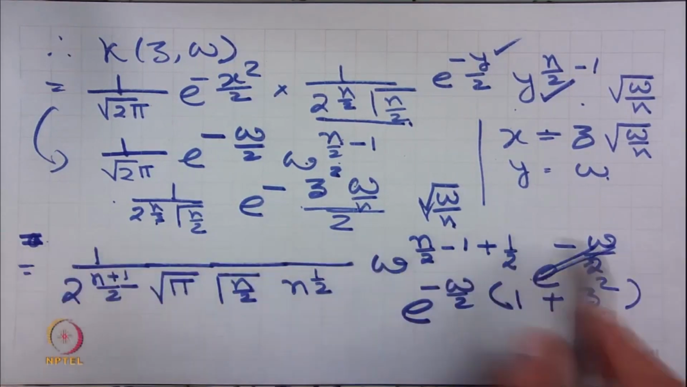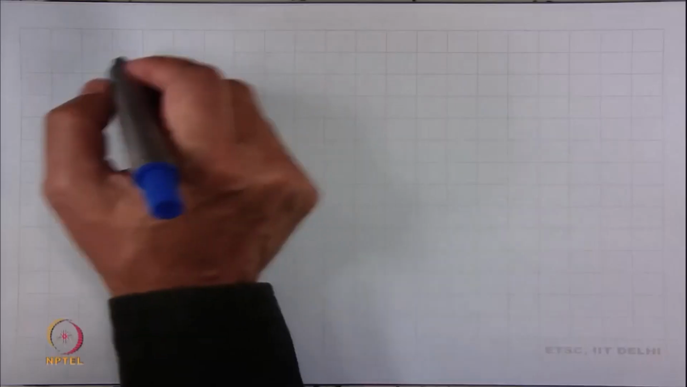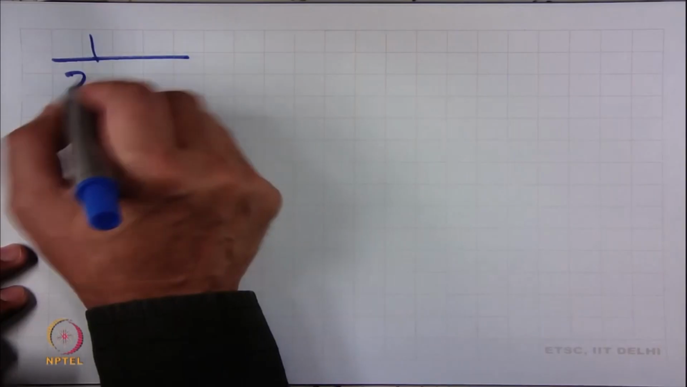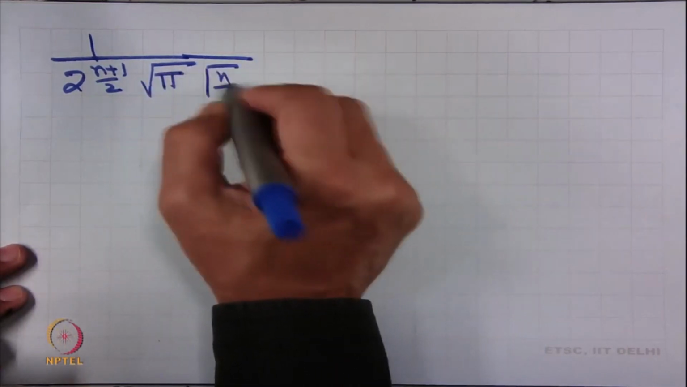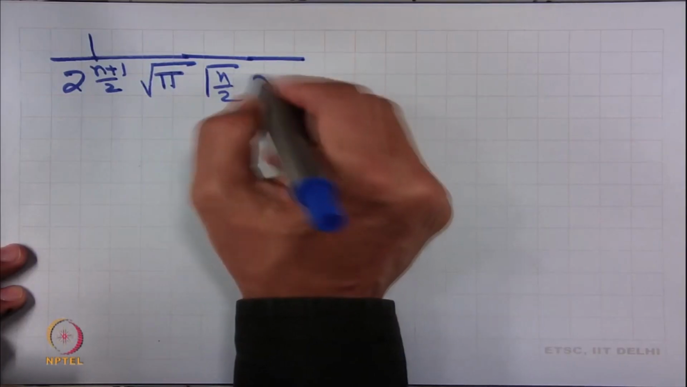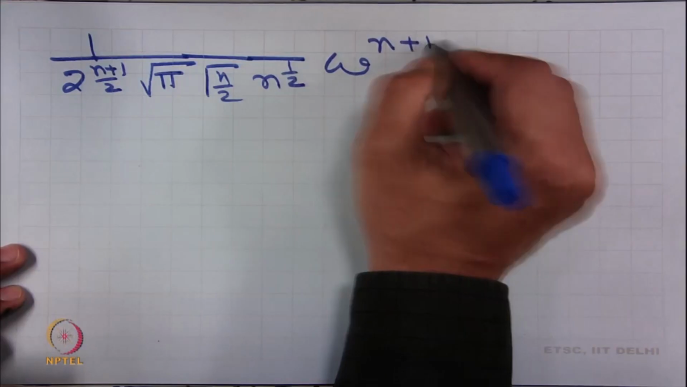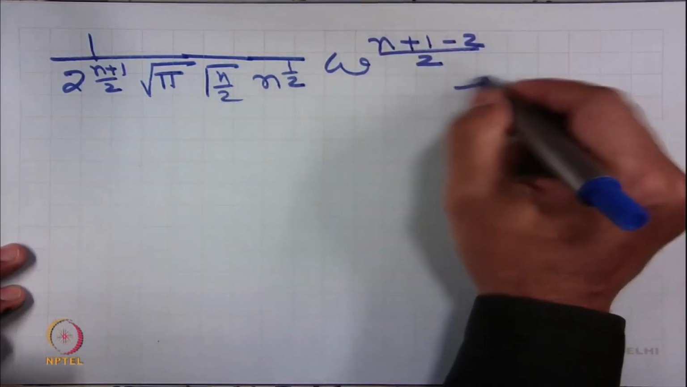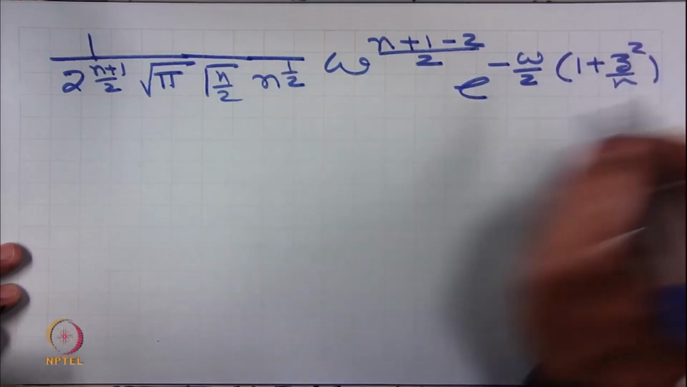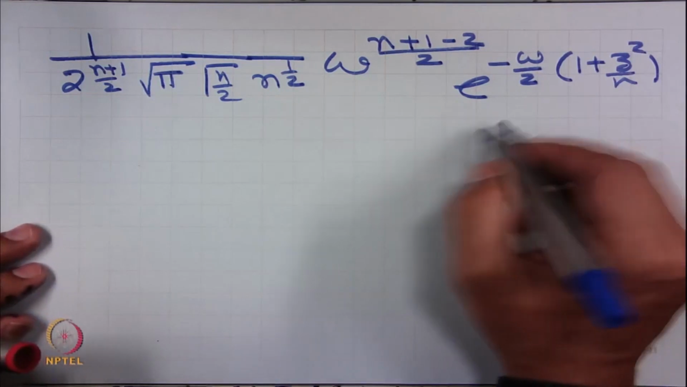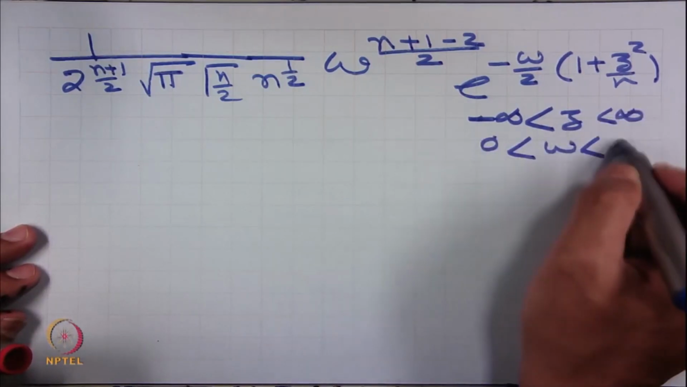So, this is the joint PDF of z and w, which we can write as 1 over 2 to the power n plus 1 by 2 root over pi gamma n by 2 n to the power half w to the power n plus 1 minus 2 by 2 e to the power minus w by 2 into 1 plus z square by n, where minus infinity less than z less than infinity, and 0 less than w less than infinity.